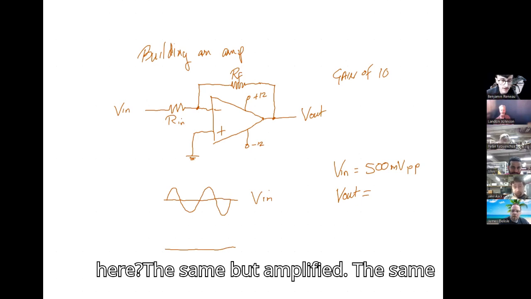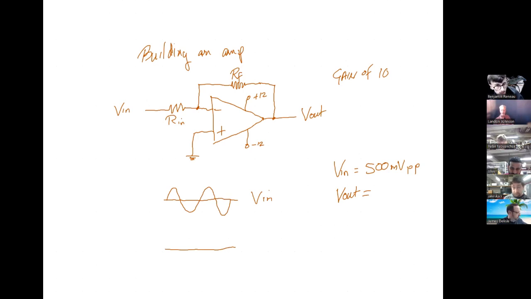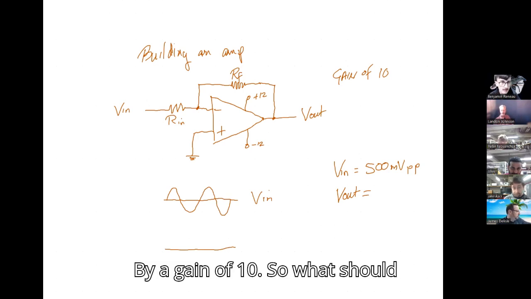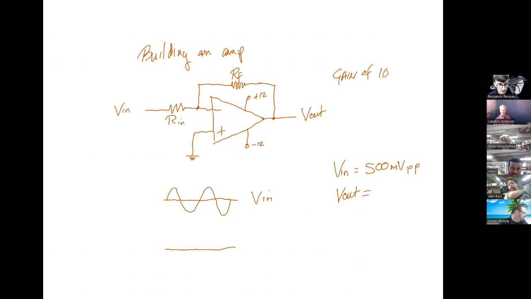The same but amplified. The same but amplified by how much? By a gain of 10. So, what should my output voltage be? 5 volts.